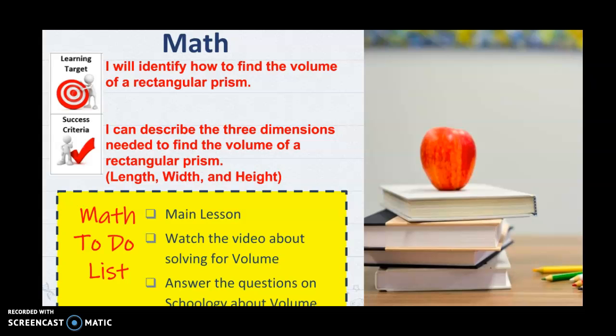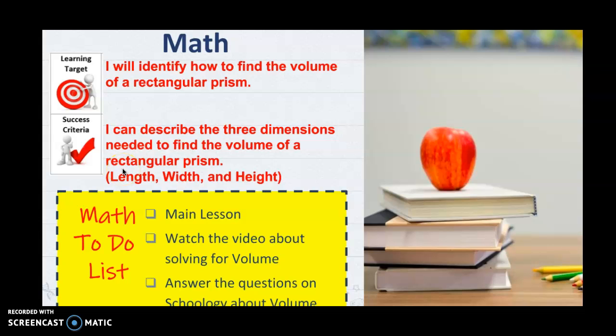I'm going to be showing you today how to complete your main lesson for math and how to submit your assignments to Schoology. So first, on your screen, you should see your PowerPoint, which is going to be sent out for every day. So on Tuesday, you are going to look at your learning target. I will identify how to find the volume of a rectangular prism.